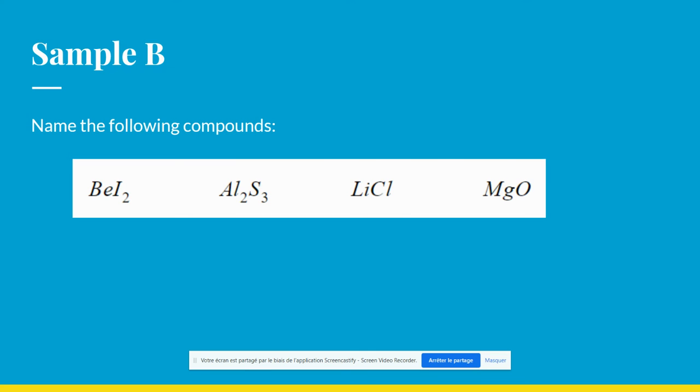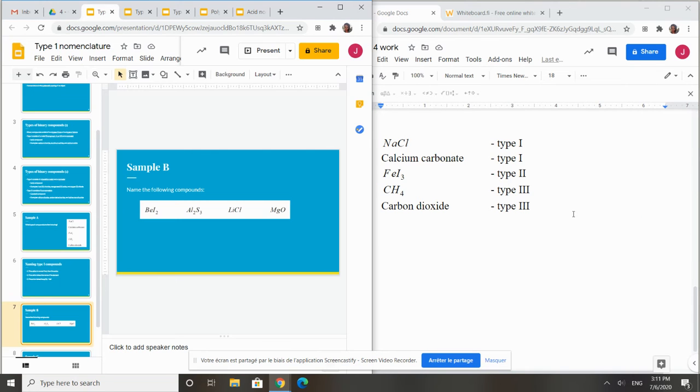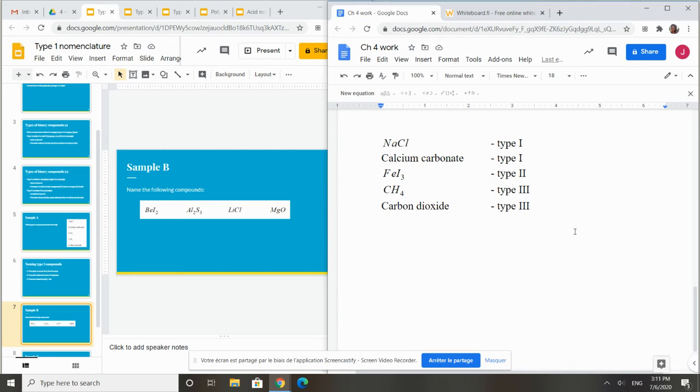Take a look at this example. Some of you are probably wondering if the subscripts and numbers at the bottom have any bearing on the name, and for type 1, it actually does not. So Be, that is beryllium, and then instead of iodine, it's iodide. And the next one, aluminum, and then sulfide.